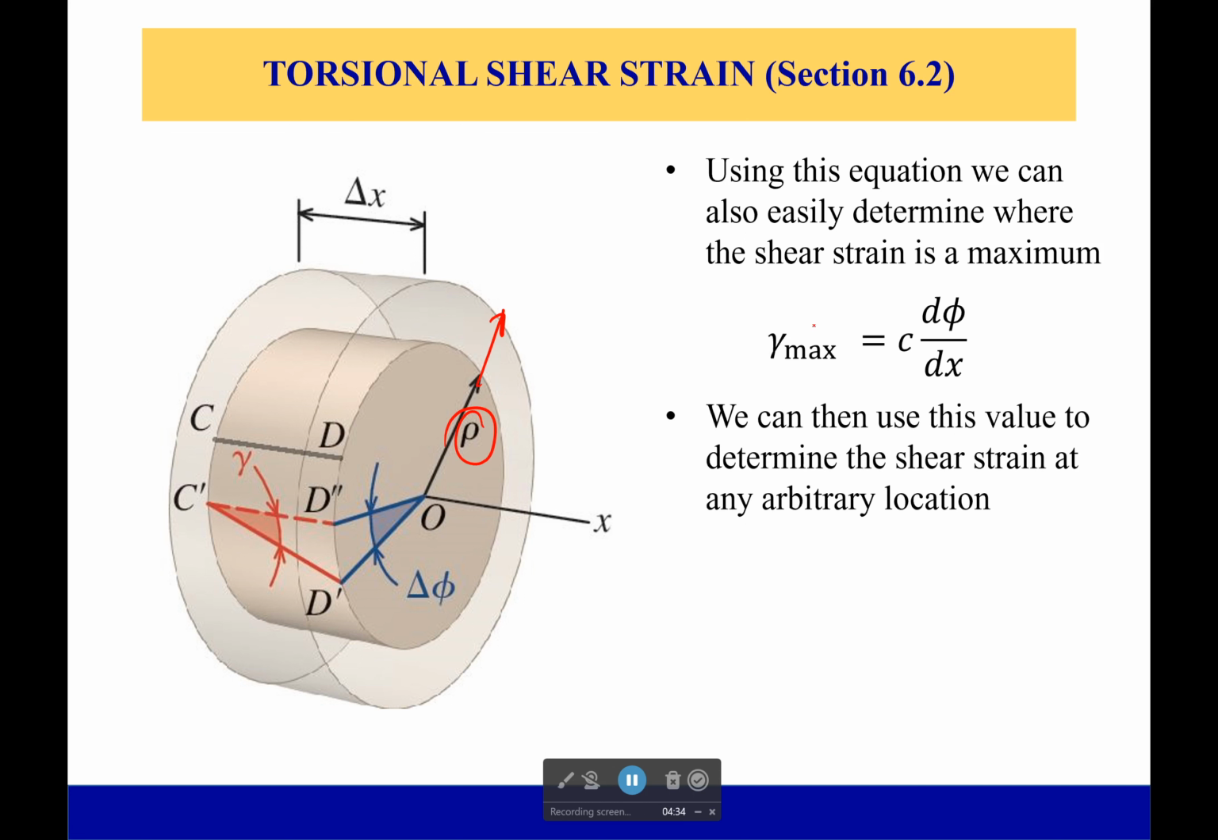And if we know what the max shear strain is, we can then rewrite our initial equation as a fraction of the max shear strain. As you can see, when the radius is 0 right here at the center line, the strain goes to 0. There is no strain, at least shear strain, at the center line.